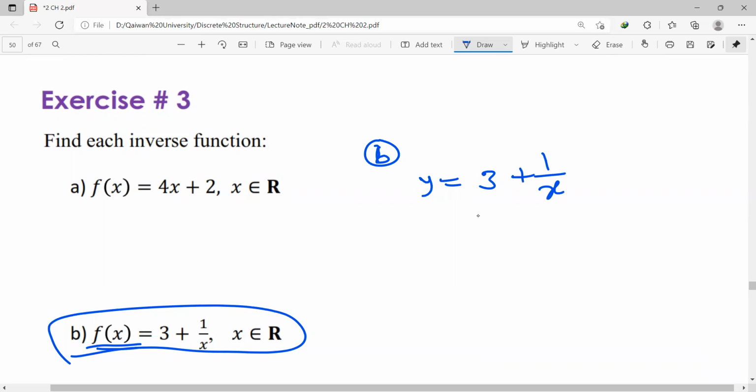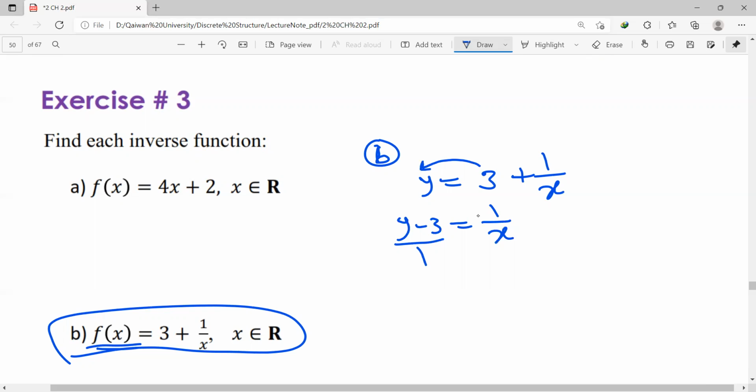And then we're going to write down the function for x. First, we move this to here. We get y minus 3 equals 1 over x. How do we get x here? By inverting both sides. On the right hand side, you have 1 over x. And how to get x?